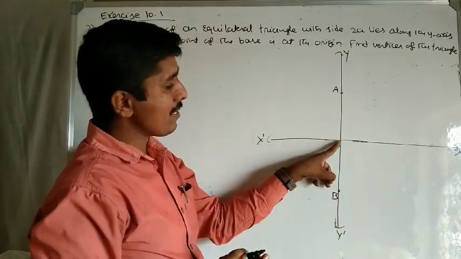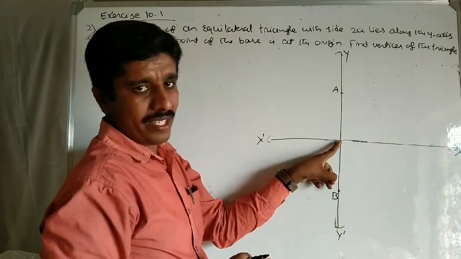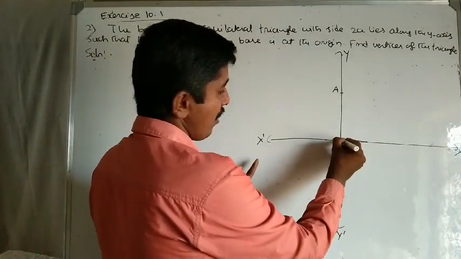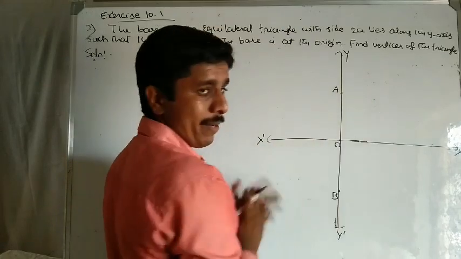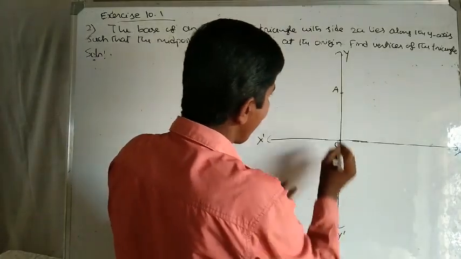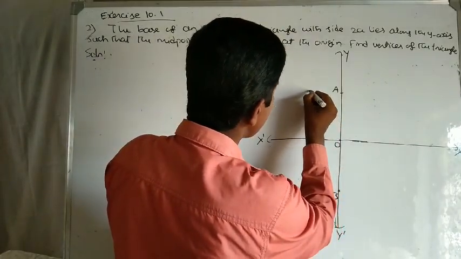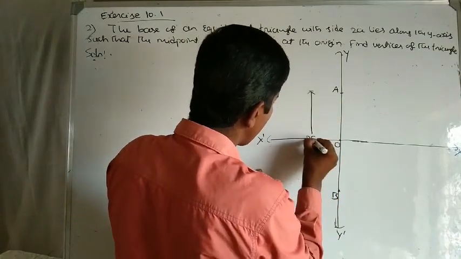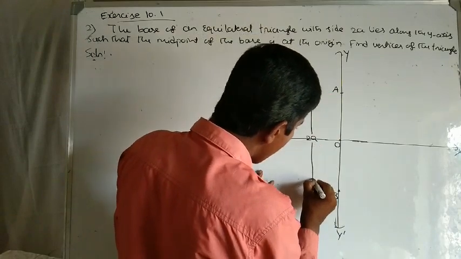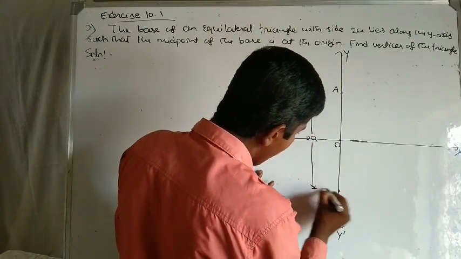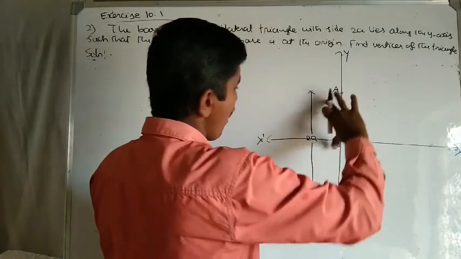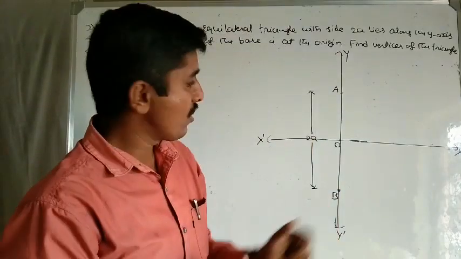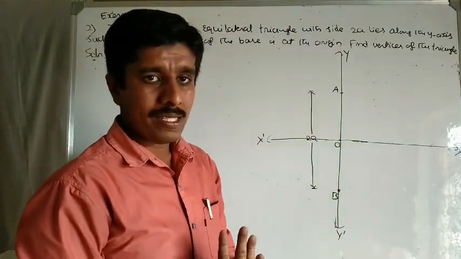The midpoint of the base lies at the origin. O is the origin here. Therefore, take O as the midpoint of AB. Correct. The AB length is given. What is the AB length? It is 2a. Here the AB length is given as 2a. Correct. Here O is the midpoint of AB.